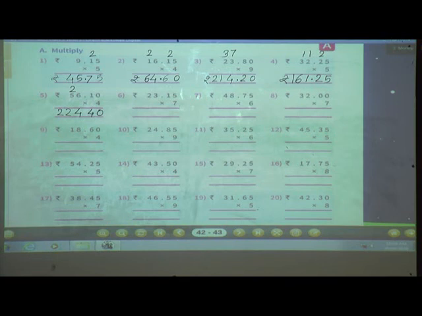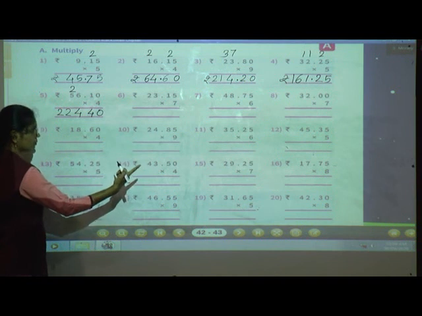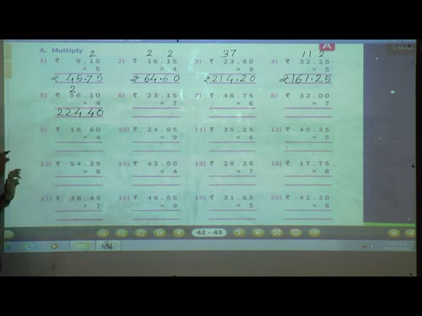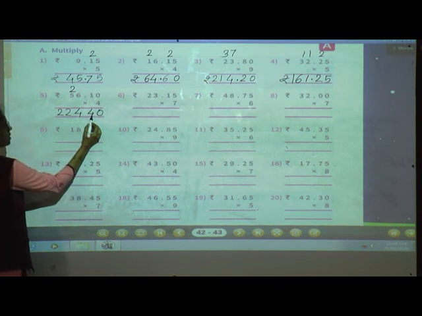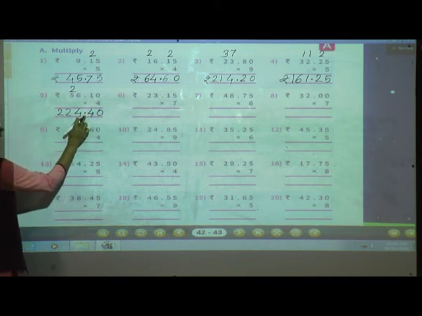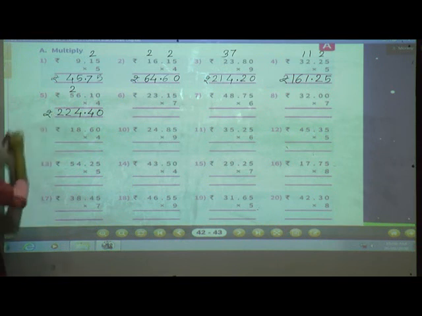Now we have to give a dot. Where will you give the dot? Yes. Say, from the right side before the second digit. Now from the right side which one is the second digit? This 4 is the second digit. So before 4 we have to give the dot. So what is the answer? Rupees 224.40. Okay, clear? Okay. Now we'll move to the next example.